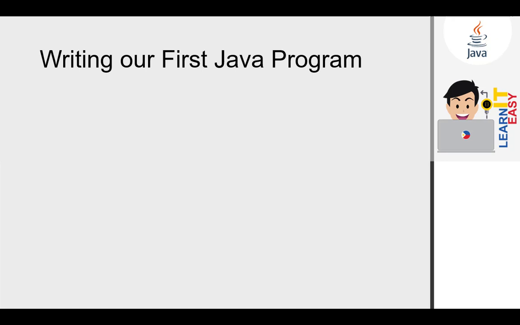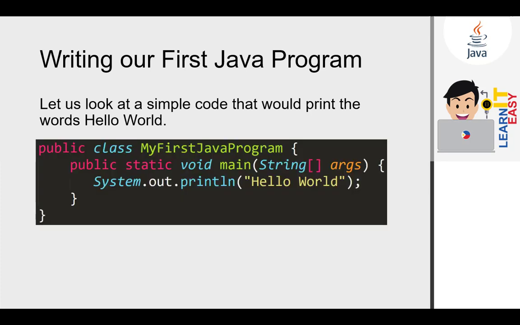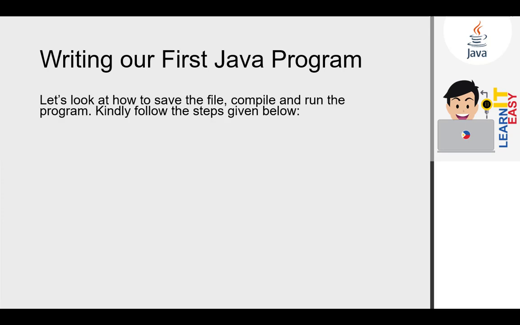To verify if we succeeded in setting up our environment variable, we will be writing our first Java program. Let us look at the simple code that would print the words "Hello World" into the screen. So, as you can see, we have here Java source code kung saan after natin ni-run to, it is going to print "Hello World." Susubukan natin gawin yan mamaya. So, pakita lang muna natin yung mga additional instructions.